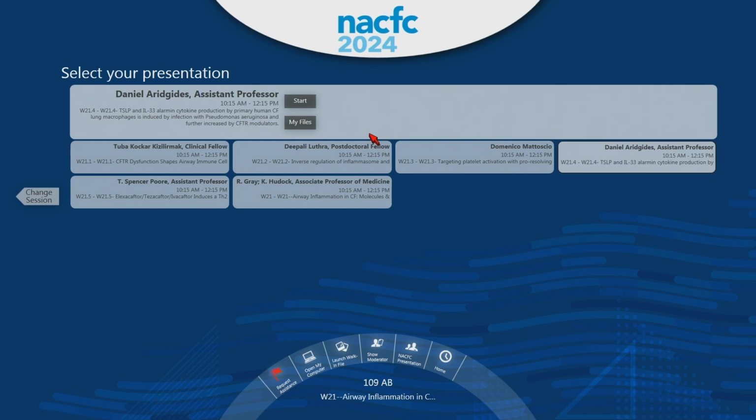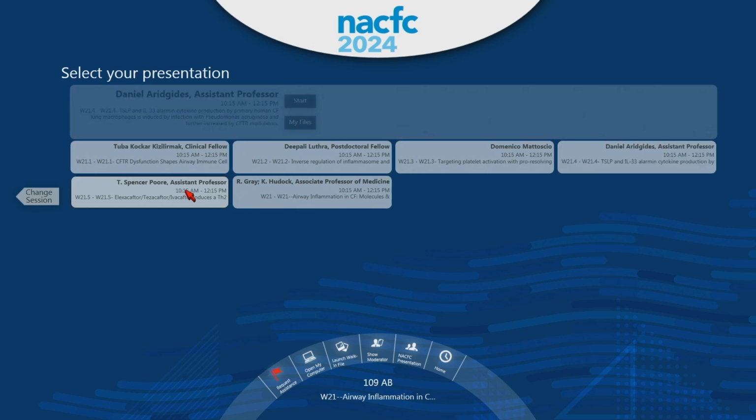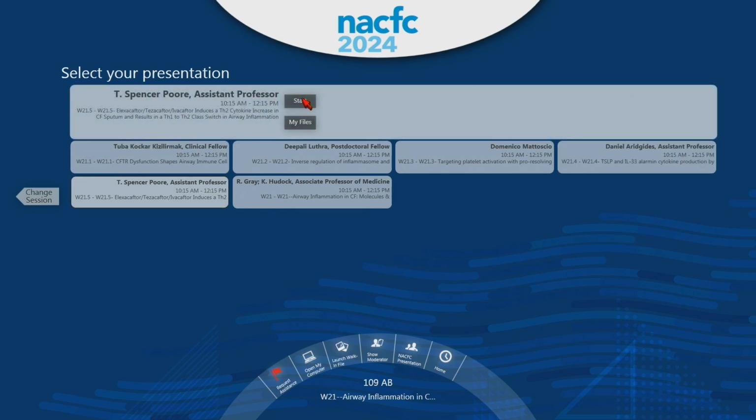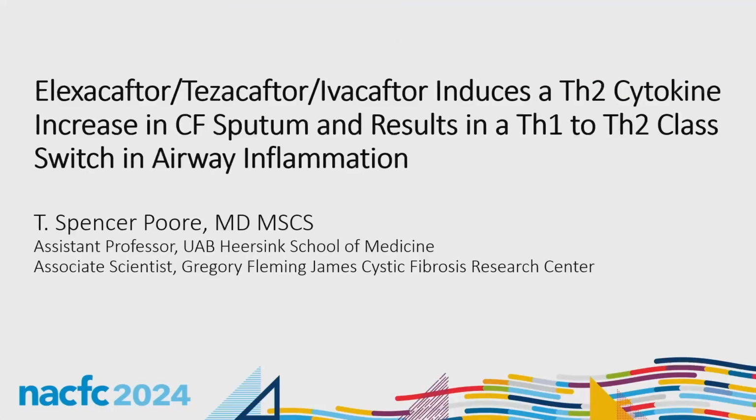Okay, so we're coming on to our final speaker now, Dr. Spencer Poore, who is an assistant professor and pediatric pulmonologist at the University of Alabama at Birmingham. He's going to tell us today about elexacaftor, tezacaftor, ivacaftor inducing a Th2 cytokine increase in CF sputum that results in a Th1 to Th2 class switch in airway inflammation. Quite a mouthful, but you can now bring us home, Dr. Poore.